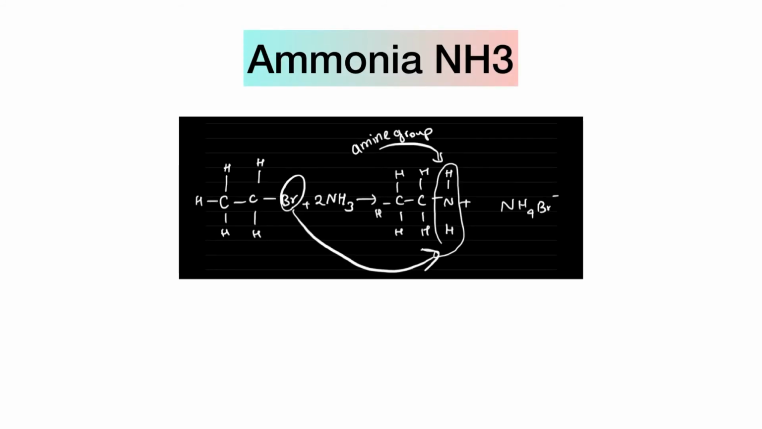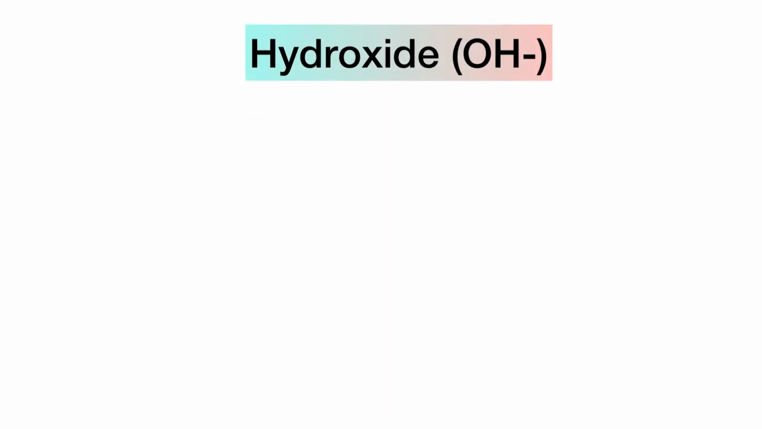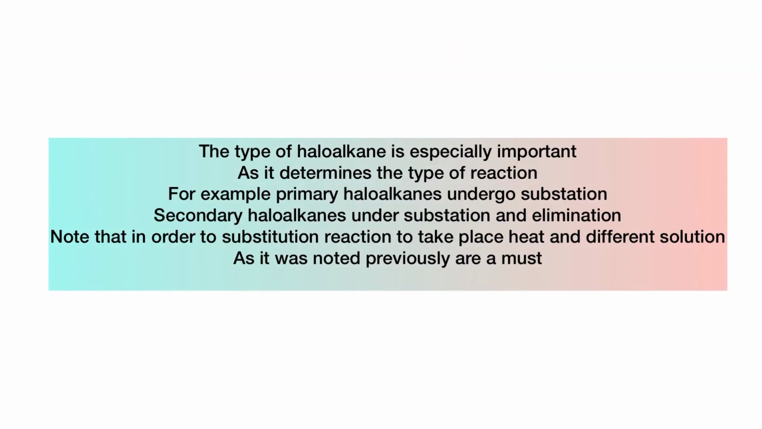In ammonia substitution, the halogen will be substituted by the amine functional group, which is NH2. And the halogen left over will bond with the ammonium group. In addition of iodide the halogen will be substituted by an iodine atom. Keep in mind that iodide is the most reactive of the halogens, then bromide and chloride. In addition of hydroxide the halogen atom will be substituted by the hydroxyl functional group, which is OH.